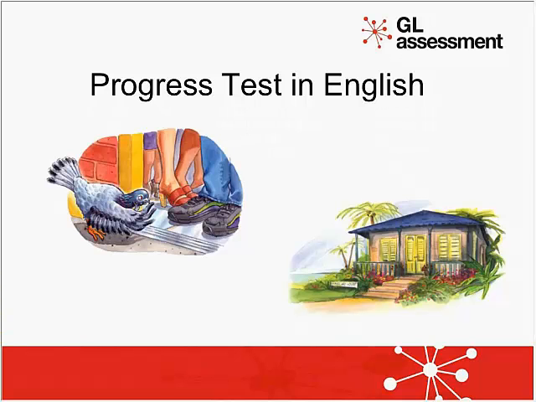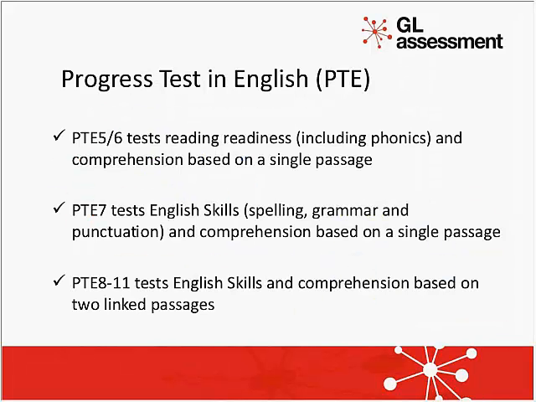So now I'm going to have a look at each of the assessments specifically and in a little bit more detail. Turning first to the progress test in English. We've mentioned the various levels of progress test English, ages 5 and 6, and that's what the numbers relate to. They're not national curriculum year groups, they're ages. The progress test ages 5 and 6 tests are very much about reading readiness, and within that there will be a phonics section, phonological awareness more properly. There will be a comprehension-based score, and this will be based on a single, short passage of reading.